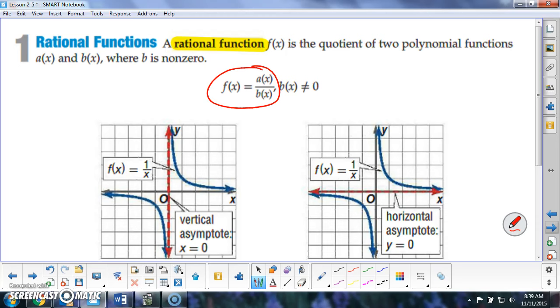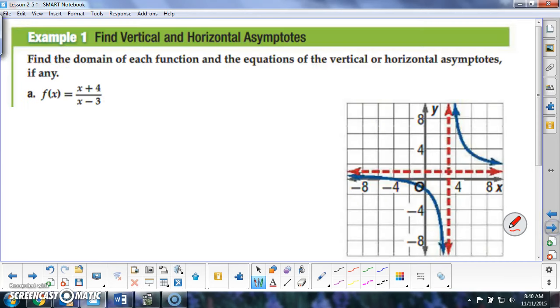Now typically when you have a rational function, you have both a vertical asymptote, as you can see in the picture on the left, as well as a horizontal asymptote, like you can see in the picture on the right. There are going to be a few slight changes to these, but this is what we'll start off with: a basic understanding of a rational function as a vertical asymptote and a horizontal asymptote.